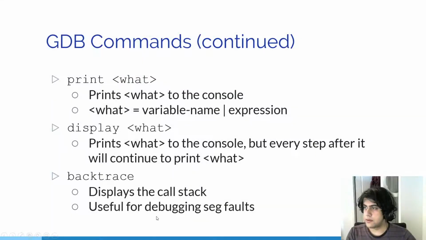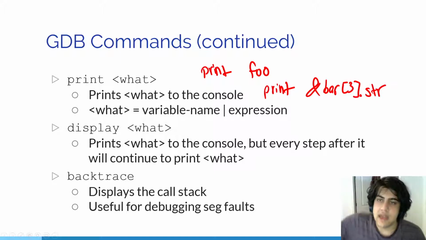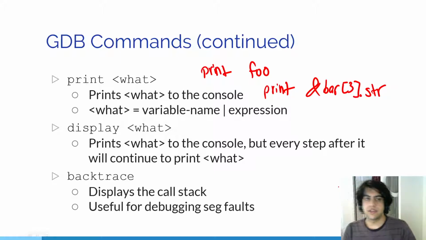Cool. So next up we've got print. I can print a variable or an expression. So if I want to print foo, it would print the value of that variable foo. I could also print some sort of long expression, pointer to bar 3.str. Again, any sort of expression you want to put in there, it'll tell you what it is.